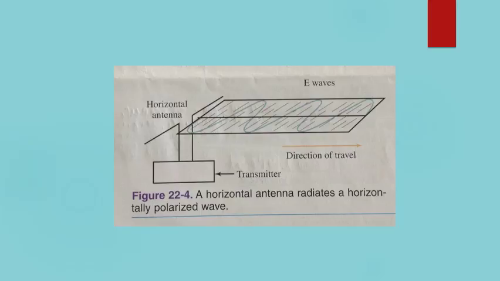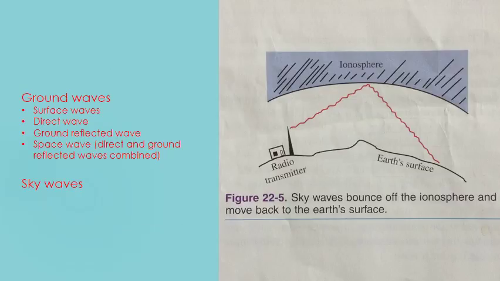The radiated waves from an antenna can be divided into two groups. These are ground waves and sky waves. Ground waves. A ground wave follows the surface of the Earth to the radio receiver. The ground wave has three parts: the surface wave, the direct wave, which follows a direct path from the transmitter to the receiver, and the ground reflected wave, which strikes the ground and is then reflected to the receiver. The last two waves are combined and called a space wave.